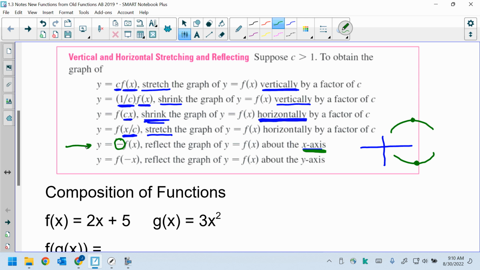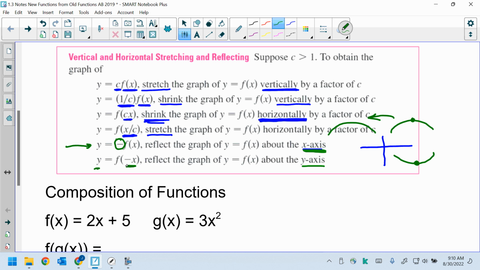But if I want to reflect them over the y-axis, well, now that would be over here, wouldn't it? And so this appears to be a horizontal transformation, and so I better mess with things inside the parentheses. So y is equal to f of the opposite of x. So again, this is review of something that you've had before, and hopefully it sounds somewhat familiar.